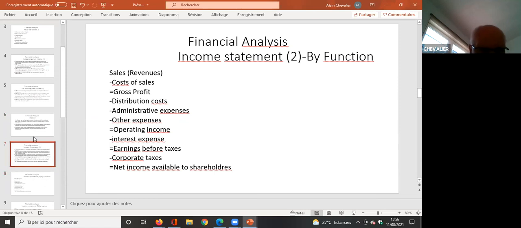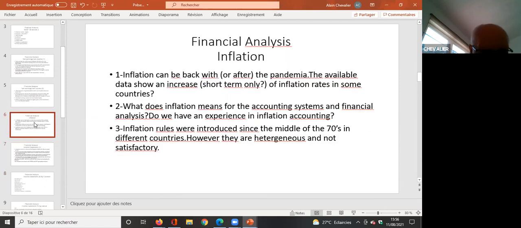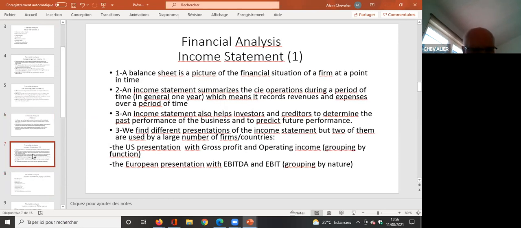So let's have a break. Let's have a 10 minutes break, please. And we start after the break with the income statement presentation, explanation, and discussion. Thank you. 10 minutes break, please.